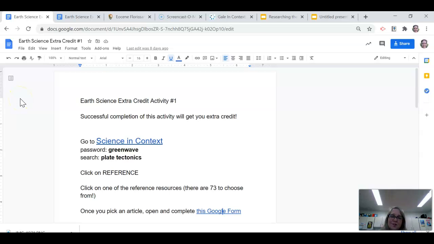Now, for our first activity, Dr. Pike wanted them to just go to Science in Context and search plate tectonics. She wanted them to pick a reference article and just find a fact. Her hope was that when they came back into class, they would have a cool fact to share as they started their study of plate tectonics.